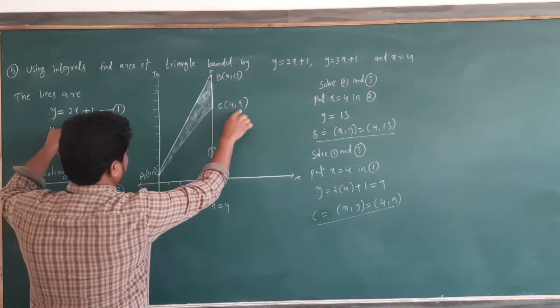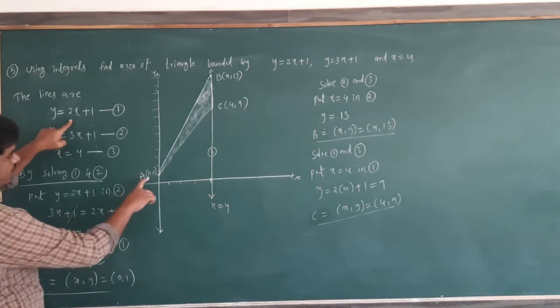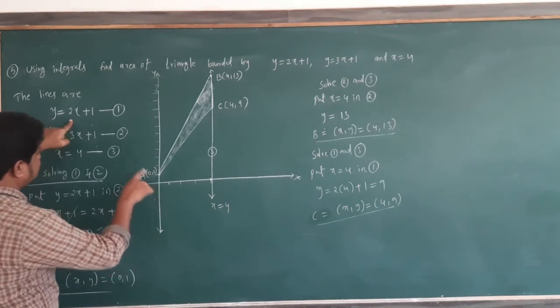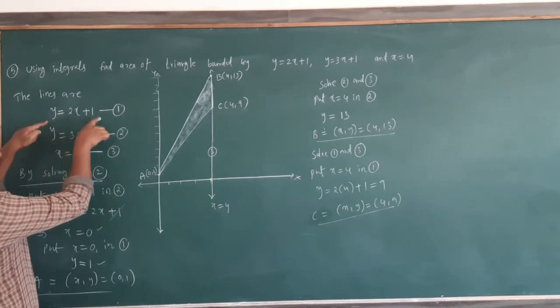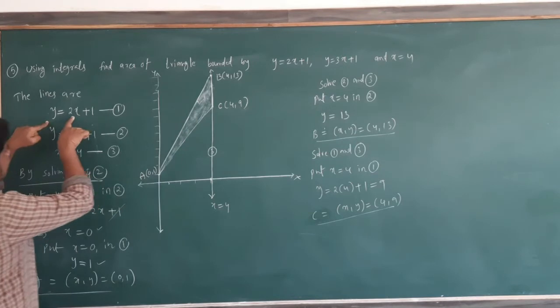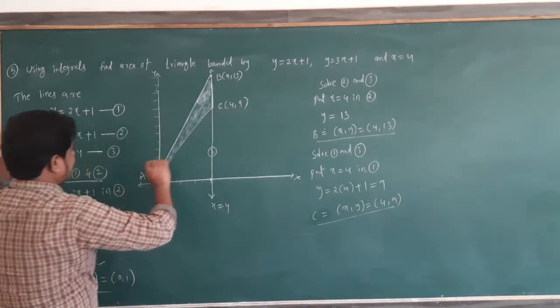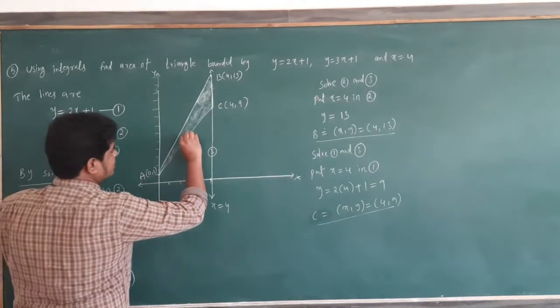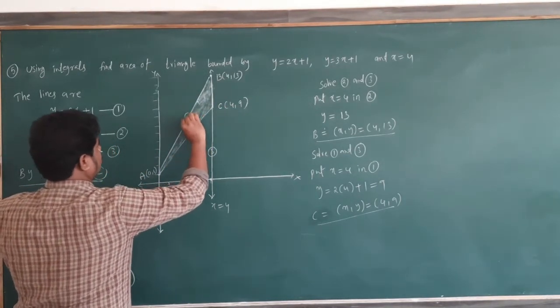4 comma 9, 0 comma 1. Okay. ನೀವು ಬೇಗ ಸಬ್ಸ್ಟಿಟ್ಯೂಟ್ ಮಾಡಿ y x equals to 0 ಸಬ್ಸ್ಟಿಟ್ಯೂಟ್ ಮಾಡಿದ್ರೆ y ವ್ಯಾಲ್ಯೂ 1 ಬರುತ್ತೆ. So this 1 passes to the 0 comma 1. x equal 4 ಸಬ್ಸ್ಟಿಟ್ಯೂಟ್ ಮಾಡಿದ್ರೆ y value 9 ಬರುತ್ತೆ. Okay. So this is line 1, this is line 2.